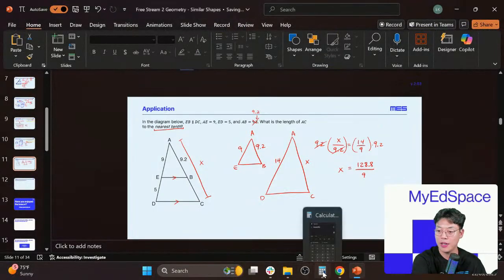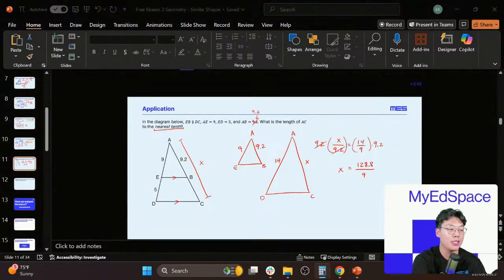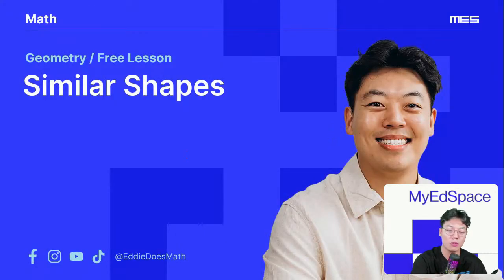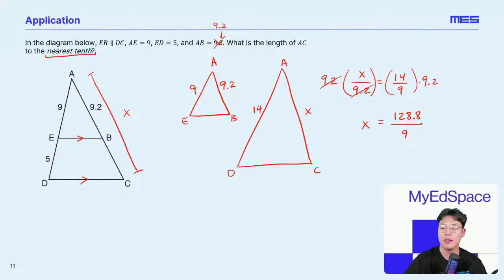And I'll go to calculator. We'll go 128.8 divided by 9. And that gives us 14.3. Is this what I want? Oh, oops. Great. We get to go through all the slides again. 14.3. X is equal to, or let's put squigglies, 14.3.